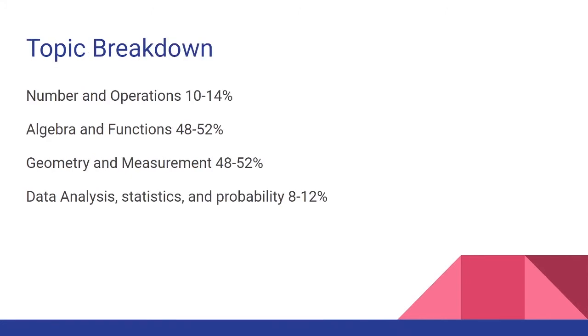Now let's talk about the topic breakdown, and this is usually the part that takes the longest. So number and operations 10 to 14%, algebra and functions 48 to 52%, geometry and measurement 48 to 52%. So these two are pretty similar. Data analysis, statistics, and probability 8 to 12%.